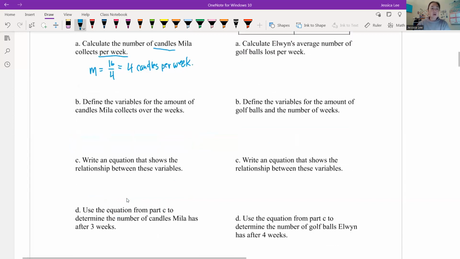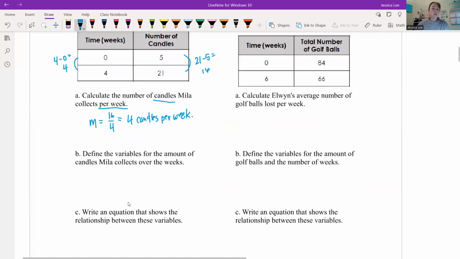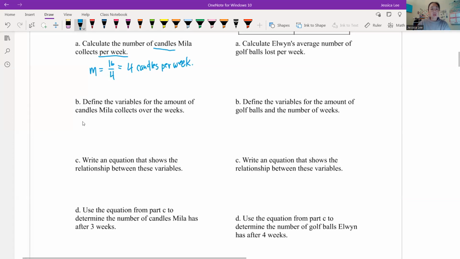All right, next one. Define the variables for the amount of candles Mila collects over the weeks. So our variables, we have like our x and our y. You don't have to use x and y. You can use w for weeks and c for candles. But we do need to define them. So I'm going to use w for weeks. And when it says define them, it means tell us what it means. So W is the number of weeks. And then C is going to be for our candles. This is the number of candles collected.